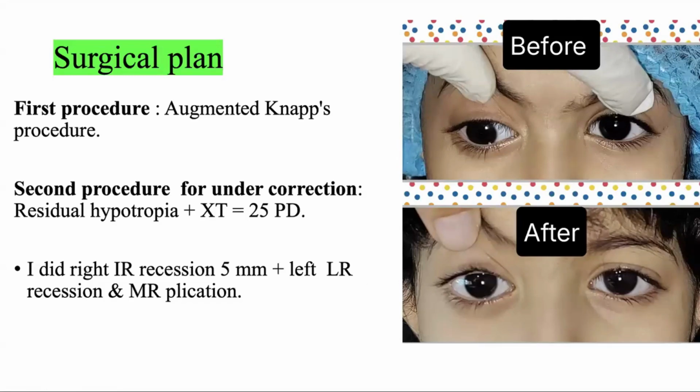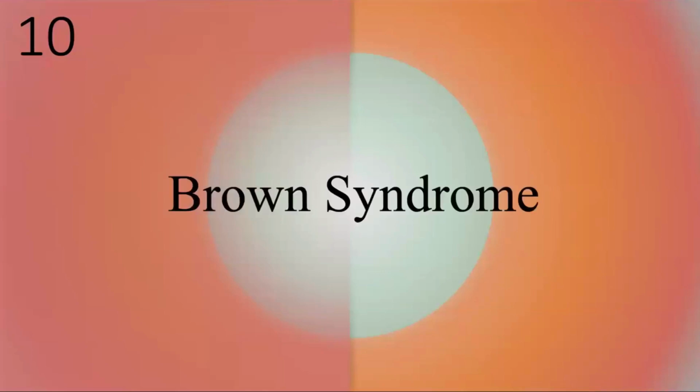So as you can see in such cases with monocular elevation deficit, and especially if it is associated with exotropia, it's not easy sometimes to get satisfactory results in one surgery. You might need to do multiple surgeries, and you need to counsel the patient about this.